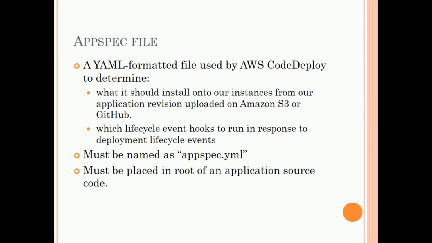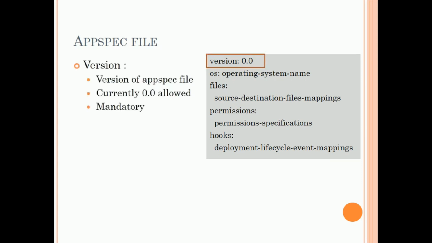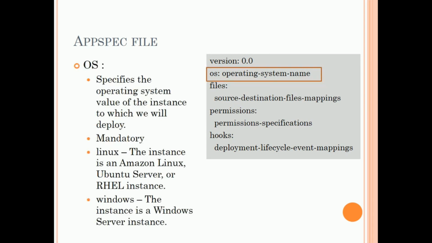Now let's see the structure of the AppSpec file. So this is the structure of an AppSpec file, which contains five different sections. First is version. Version is nothing but the version of the AppSpec file. Currently only 0.0 is allowed, and it is a mandatory section of the AppSpec file. The next is OS. OS is nothing but the operating system value of the instance to which we are going to deploy our application. It is also a mandatory section.